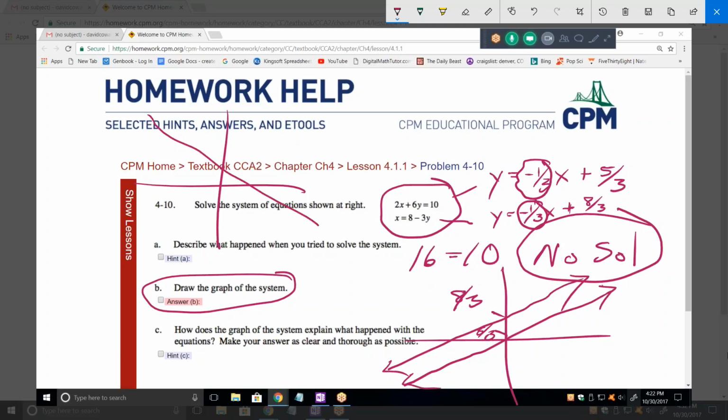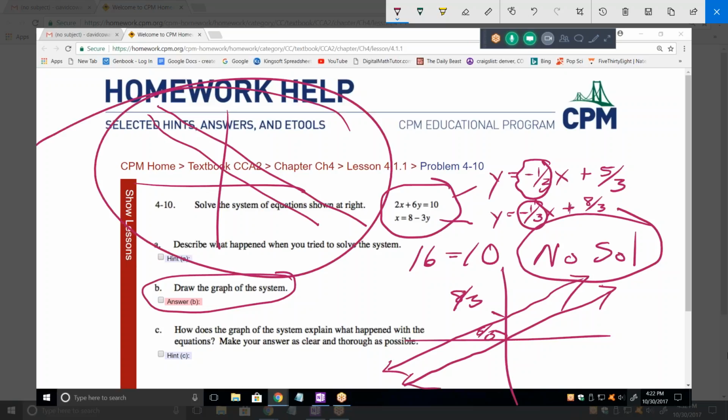It's a negative slope. So if I graphed the system of equations, it's going to look like that. With that going through 5/3, that going through 8/3, and the slope on that line is negative 1/3. So that would be a good description of those two lines. And how does the graph of the system explain what happened with the equations? Make your answer as clear and thorough as possible. And we've already answered that. Parallel lines do not have a solution.